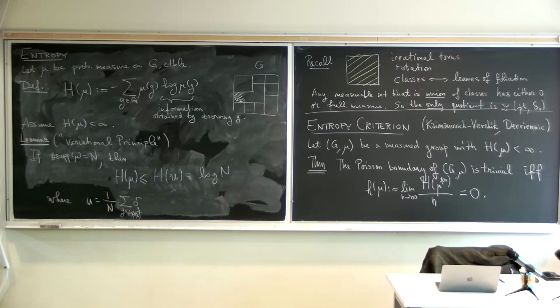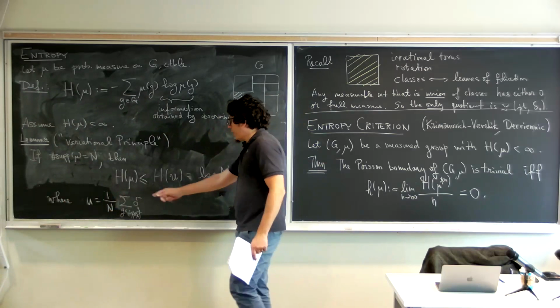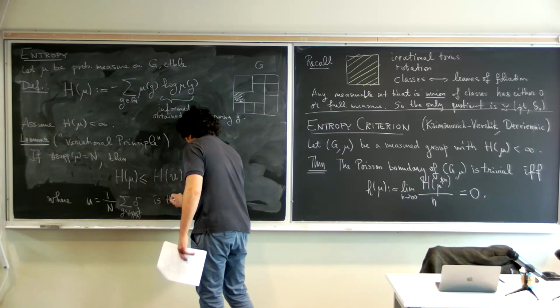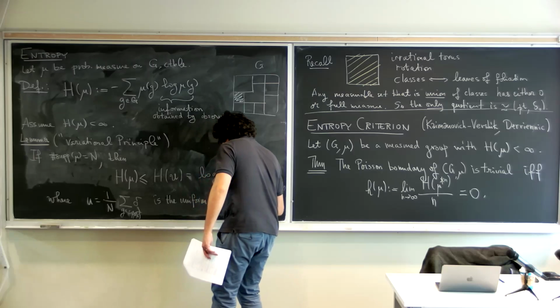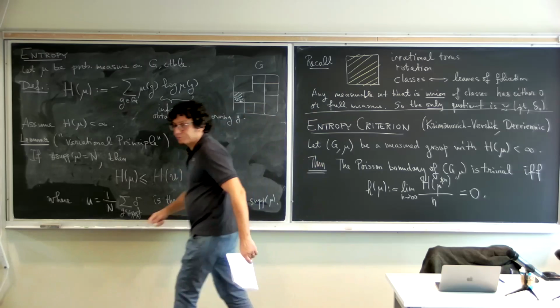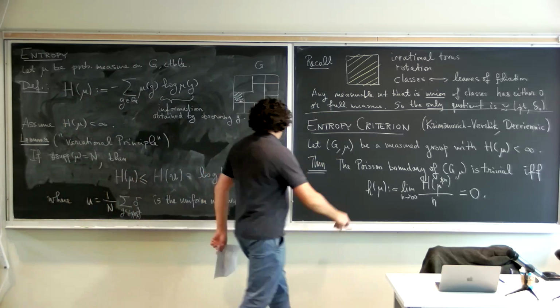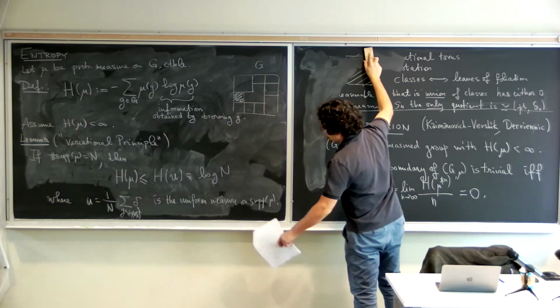So here you can fix the support and change the weights given to different elements in the support. And it turns out that the highest possible value of the entropy is reached when all the weights are the same, so it is the uniform measure on the support. The sum is over g in the support.